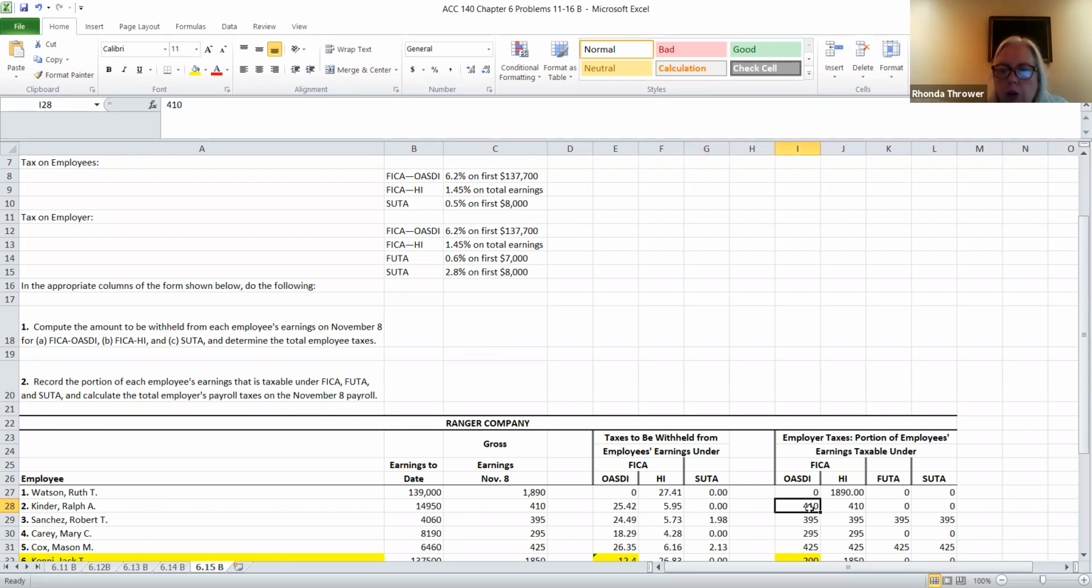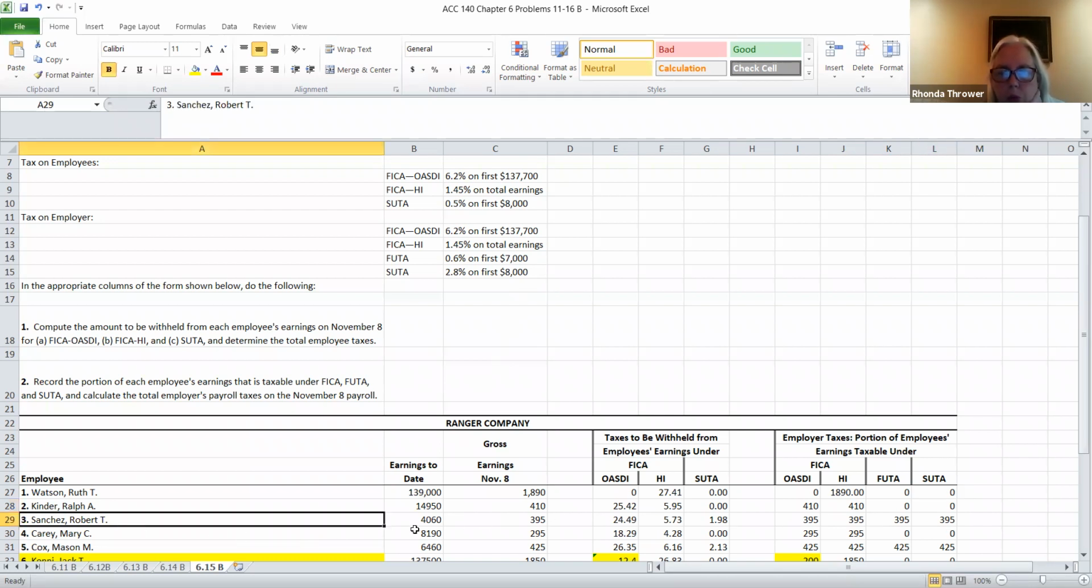The employer is going to have taxable earnings of $410 for OASDI because they didn't go over the ceiling this time. For HI, $410 is the amount of the employer's earnings. But notice they did go over the amount of earnings of $7,000 for FUTA and $8,000 for SUTA. So we put zero in for the earnings that are taxable toward FUTA and SUTA.